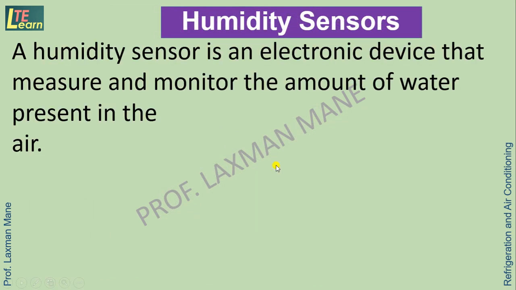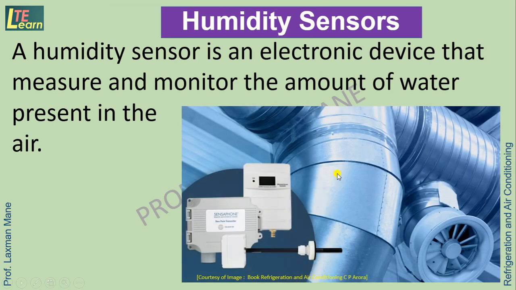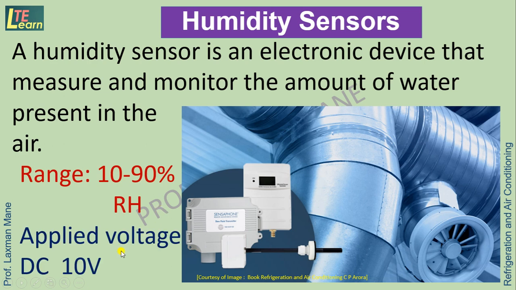Humidity sensors. A humidity sensor is an electronic device that measures and monitors the amount of moisture present in the air. It is in the range of 10 to 90% relative humidity, and the applied voltage is a DC of 10 volt.